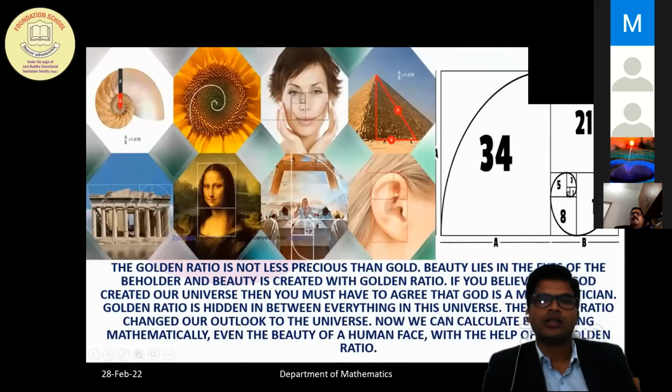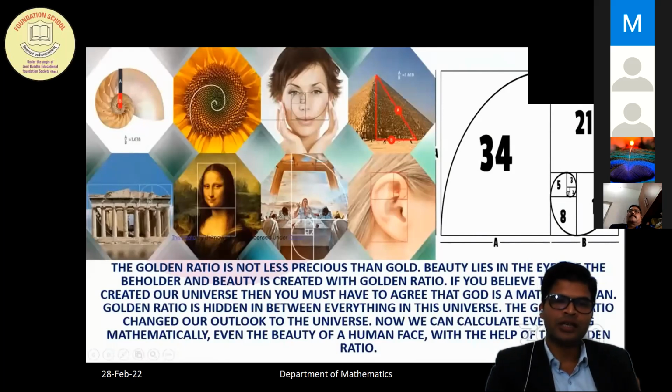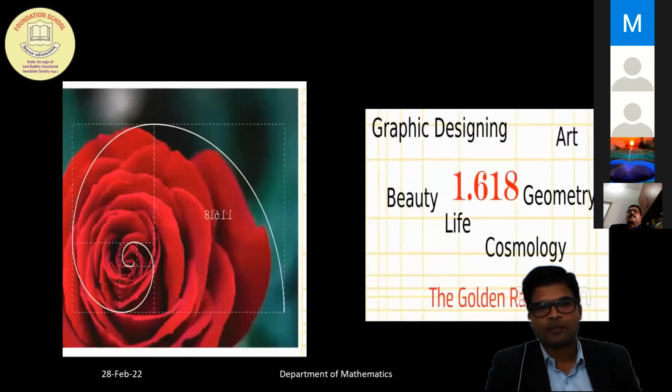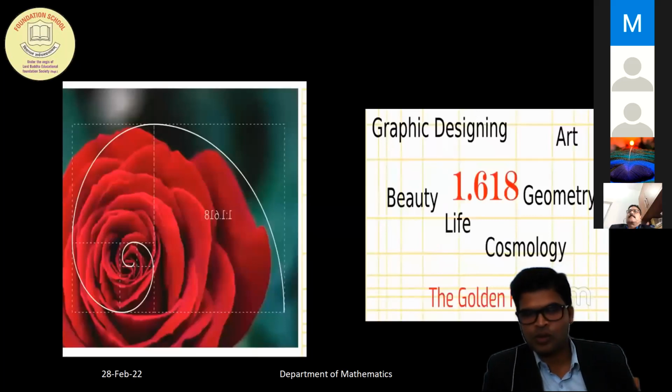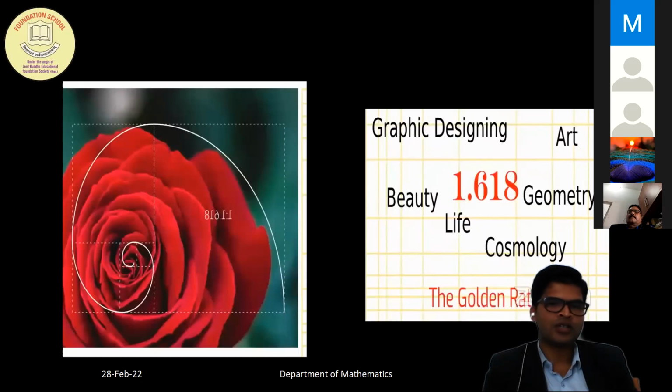The painting was famous in the whole world. The Mona Lisa painting, everyone knew that. But when we observe the shape, it is in the golden ratio. We will see in detail that the structure of the rose is in the golden ratio. You divide each section of the rose, and it will fit the golden ratio. And what is the golden ratio? That is approximately 1.618.